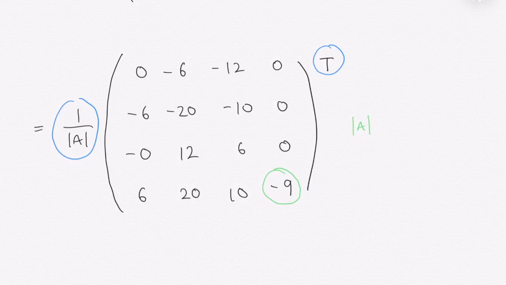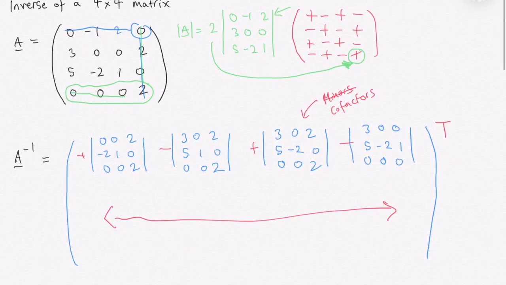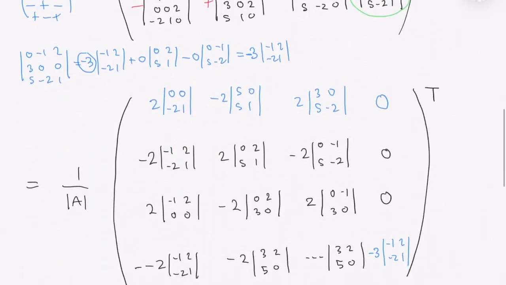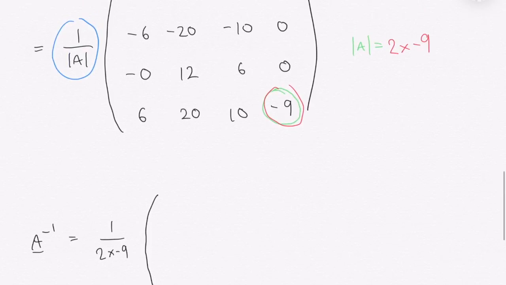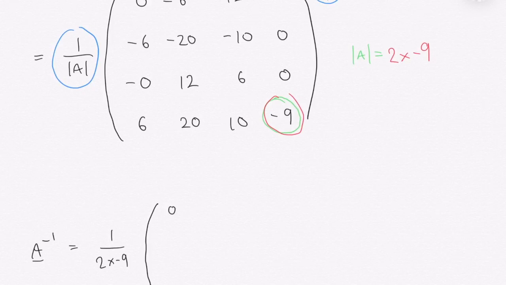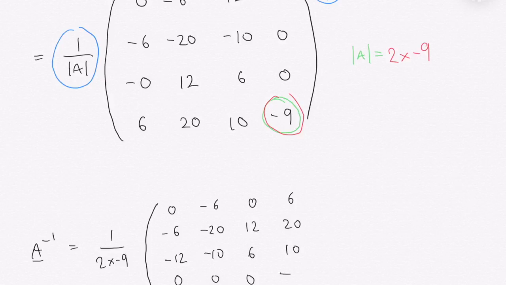So what is the determinant of A? Well, it's going to be the 2 that we had from before multiplied by -9. So 2 times -9. So finally, to complete our inverse matrix, we have A inverse equals 1/2 times -9 lots of, and now I'm going to do my transposition. So I'm going to transpose this matrix. So the first column is going to be 0, -6, -12, 0. Then the second column is going to be -6, -20, -10, 0, 0, 12, 6, 0, 6, 20, 10, -9.